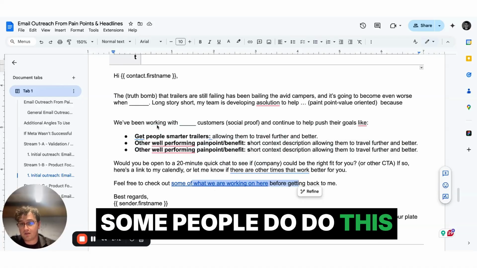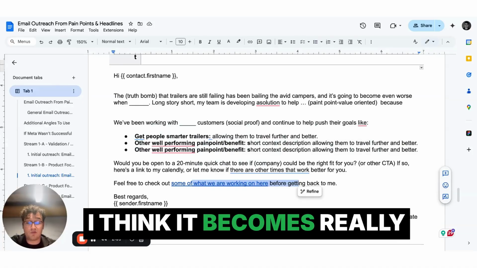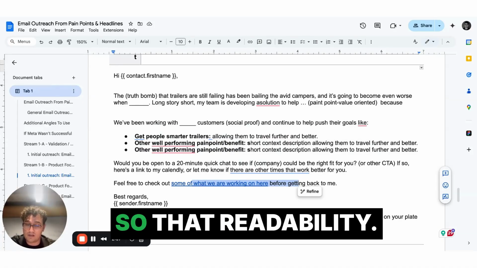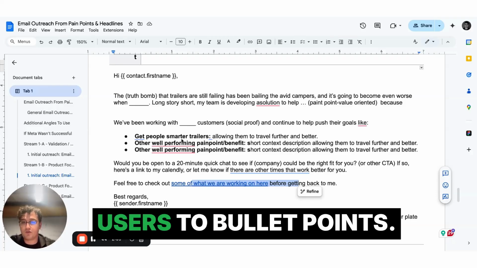Some people do this as a full text version. I think it becomes really long for scannability, so readability. I would encourage you to use the bullet points.